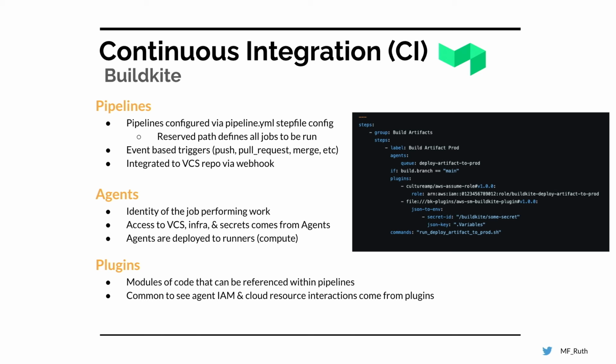And we can see an example of how a BuildKite pipeline looks on the right. This is just an example where you can see that the agent is defined, the deploy artifact to a prod agent, and that allows you to then assume a specific role and then run some sort of script that will build your image and push it.